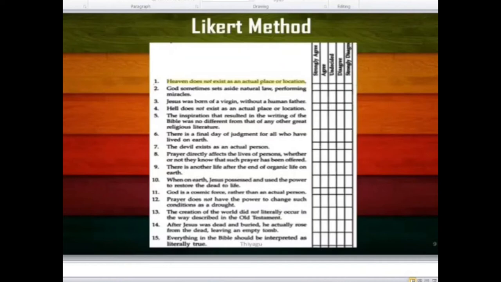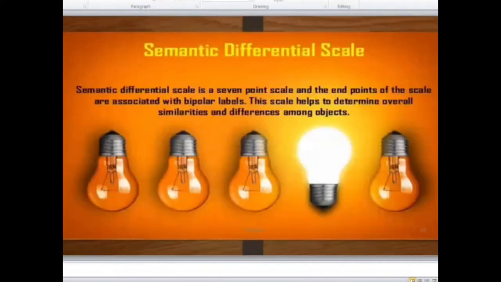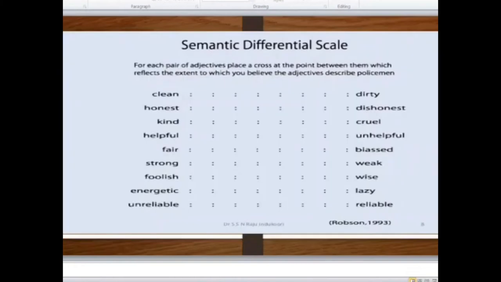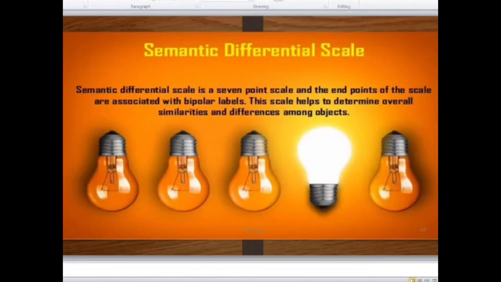The next one is the semantic differential scale. The semantic differential scale is a 7-point scale, and the end points of the scale are associated with bipolar labels. I will show it in the next slide. Here, clean to dirty: two poles will be there, and at the two poles some phrases or words are given. That is, honest to dishonest, kind to cruel, helpful to unhelpful, fair to biased, strong to weak, foolish to wise, energetic to lazy, unreliable to reliable, and so on. These are the bipolar labels.